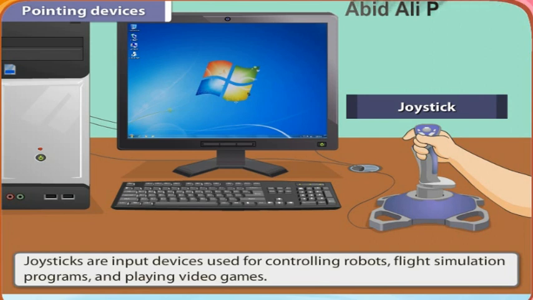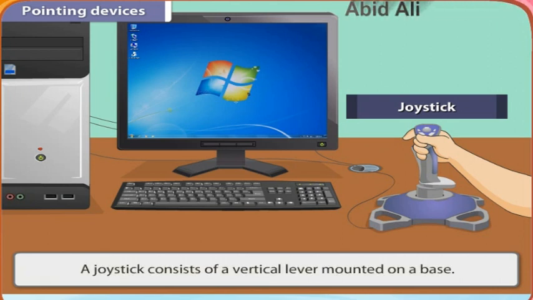Joysticks are input devices used for controlling robots, flight simulation programs, and playing video games. A joystick consists of a vertical lever mounted on a base. When the user moves the lever in different directions, the cursor on the screen too moves in the same direction.